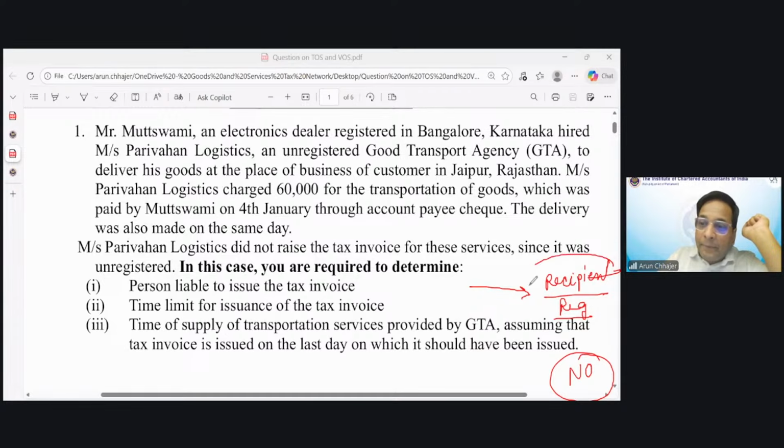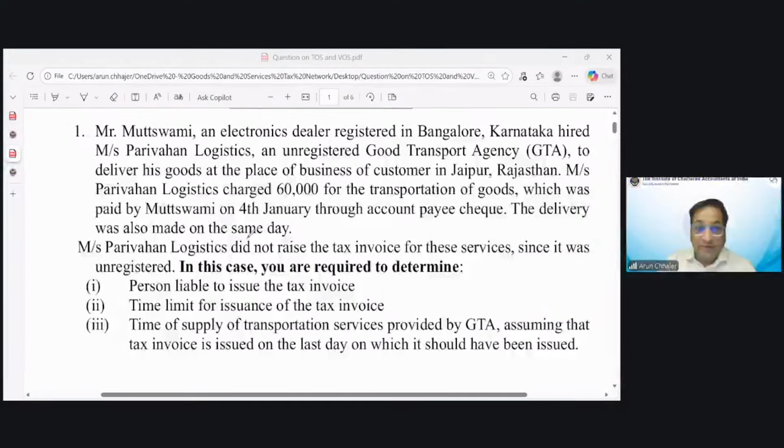Recipient will prepare the invoice if it is under reverse charge and supplier is unregistered. Supplier is unregistered. In my example, I am a chartered accountant and I am unregistered. Agreed. Condition satisfied. But whether the transaction is covered under reverse charge, no. Why recipient will prepare the invoice?